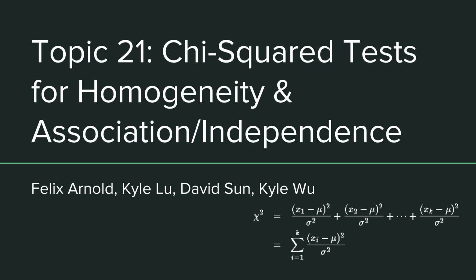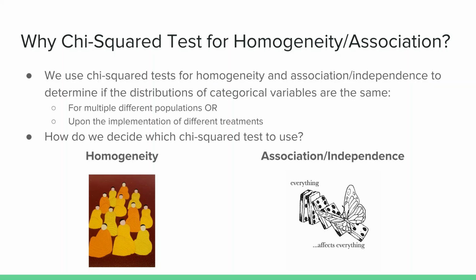Hello. We will be explaining and differentiating the chi-square tests for homogeneity and association or independence. The purpose of a chi-square test for homogeneity and association or independence is to determine if distributions of categorical variables are the same for different populations or upon the implementation of different treatments. To start, we need to determine in which situations to use the chi-square test for homogeneity or the chi-square test for independence. So how should we do this?